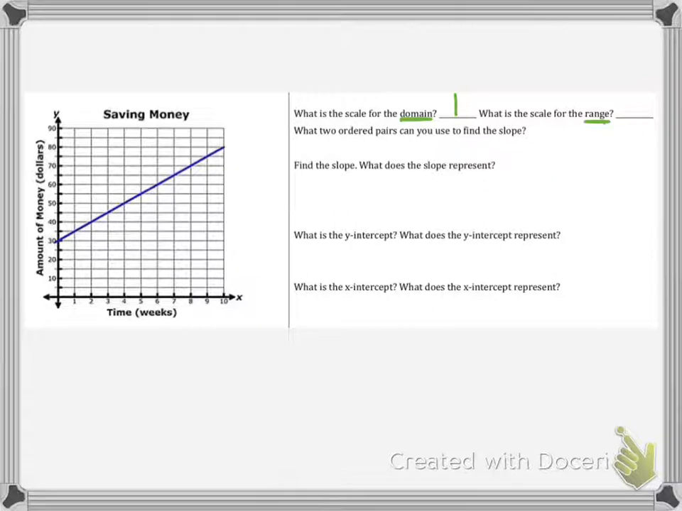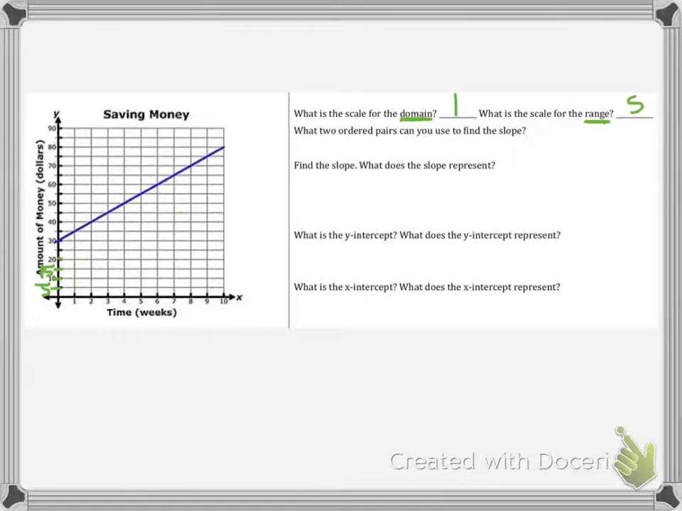Now, every tenth dollar is labeled, however, every line equals 5. So we've got 5, 10, and then we have 15. So every one of these lines equals 5 more. So this scale is actually 5. If you put 10, be careful, you're looking at what each line represents. So because our scales are different, I need to be really careful if I'm using my triangle to figure out the slope.